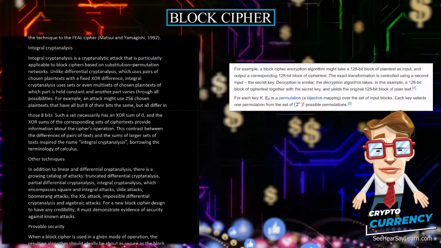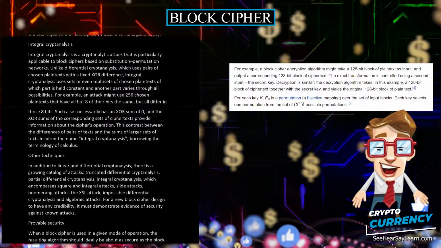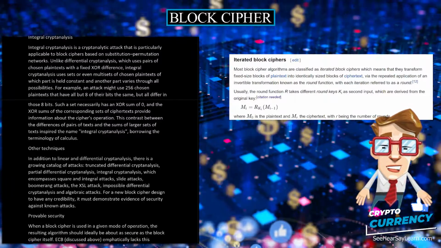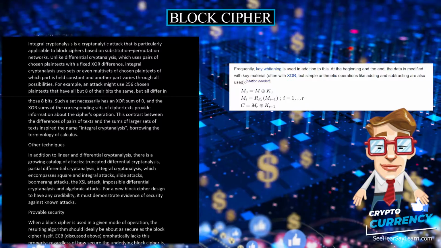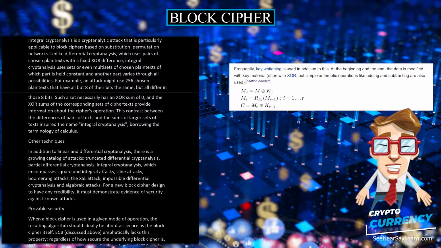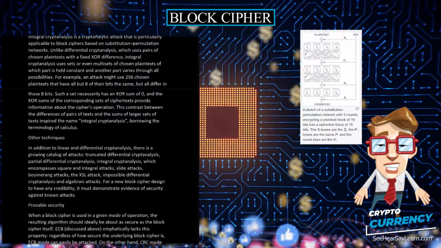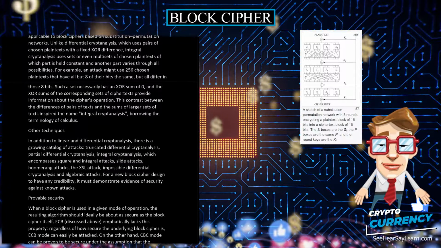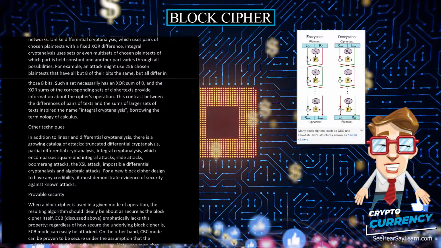Such a set necessarily has an XOR sum of 0, and the XOR sums of the corresponding sets of ciphertexts provide information about the cipher's operation. This contrast between the differences of pairs of texts and the sums of larger sets of texts inspired the name integral cryptanalysis, borrowing the terminology of calculus.